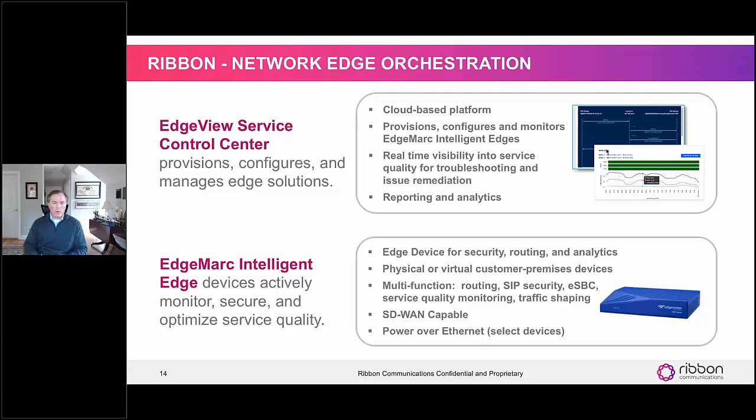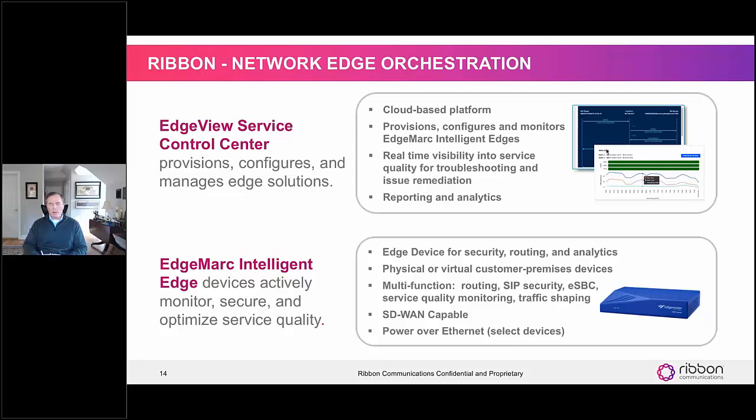As that application has been deployed and successfully achieving the goals that we've set for it, we started to advance the application, and now we have created what we call, as John said, network edge orchestration, which has two components. There's the EdgeView Service Control Center, which is the network management software, and then the EdgeMark Intelligent Edge. EdgeView is basically a cloud-based platform that runs in your data center, a partner data center, or even perhaps our data center. It allows you to interact with the customer across the entire customer experience and life cycle. It's involved in provisioning, configuration, monitoring, and trouble resolution.